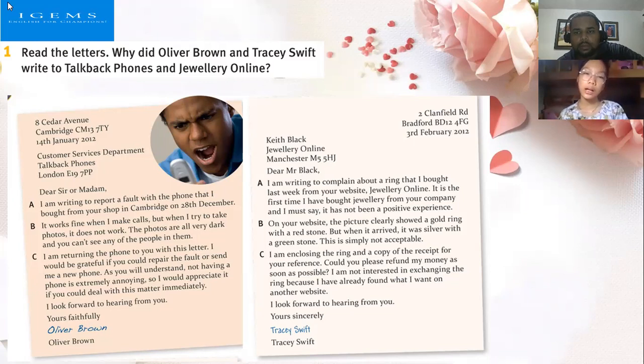M5 MHG. Dear Mr. Black, I am writing to complain about the ring that I bought last week from your website, Jewelry Online. It is the first time I have bought jewelry from your company, and I must say, it has not been a positive experience. On your website, the picture clearly showed a gold ring with a red stone, but when it arrived, it was silver with a green stone. This is simply not acceptable. I am enclosing the ring and a copy of the receipt for your reference. Could you please refund my money as soon as possible? I am not interested in exchanging the ring because I have already found what I want on another website.